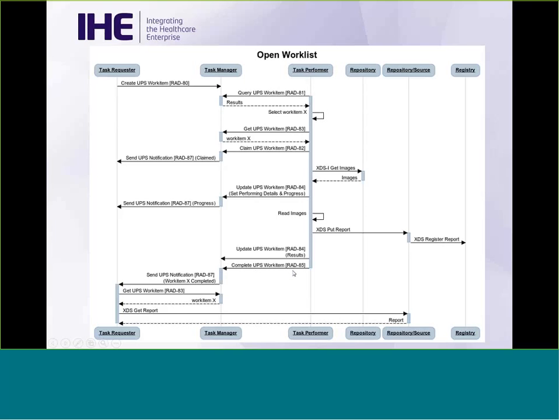The complete state change signal is sent, which triggers a notification that the work has been completed. At this point, the requester can pull the work item, look at the contents, see that there's a report available, and pull the report. Now, the next thing we'll look at is the assigned workflow.